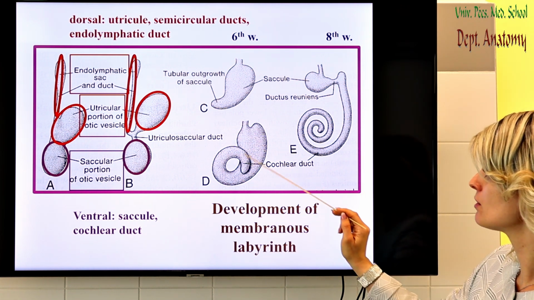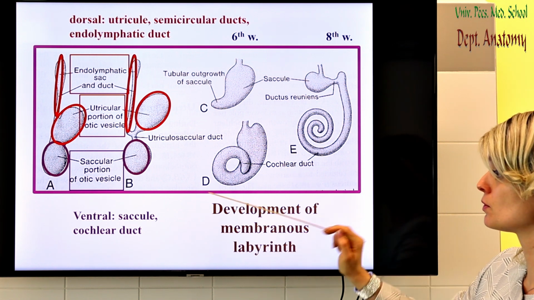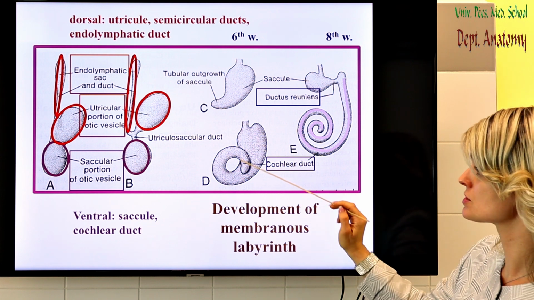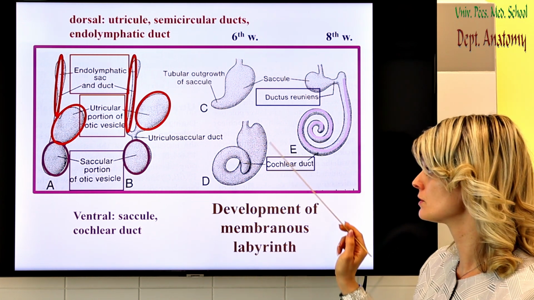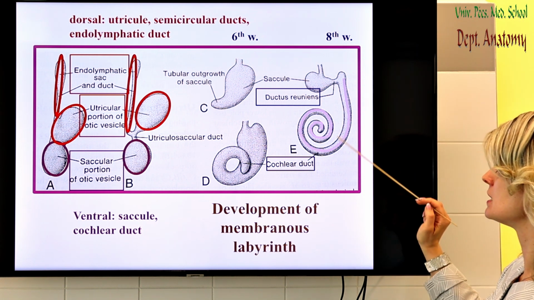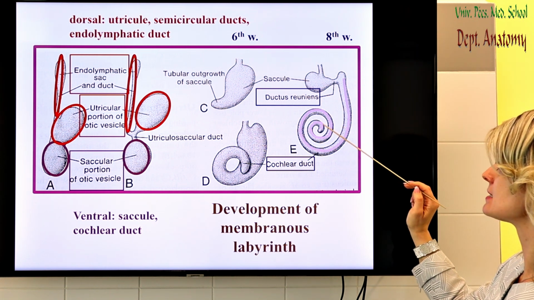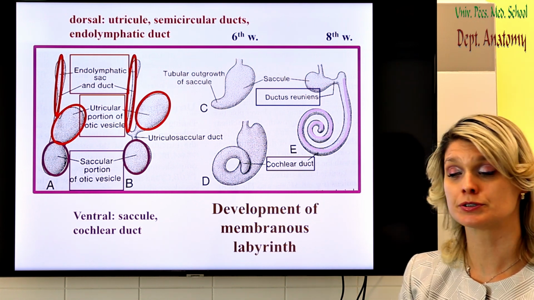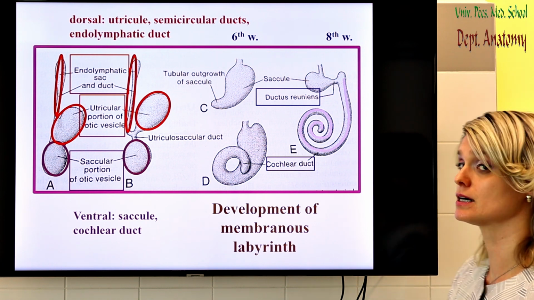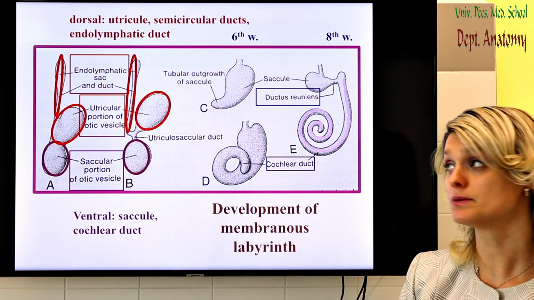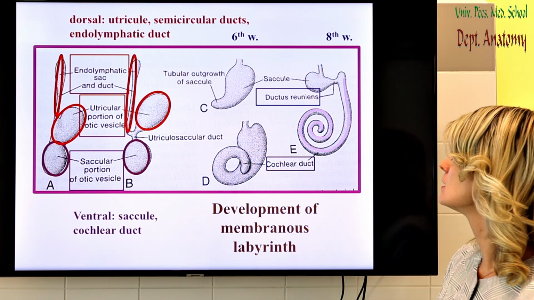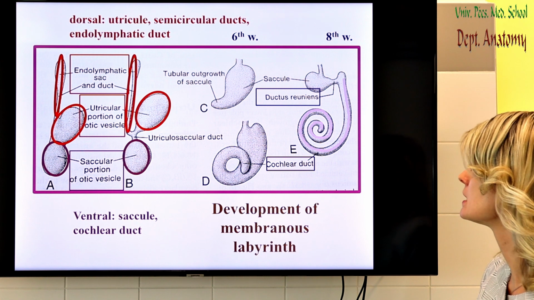If you see the development of the cochlear duct from the ventral part, the cochlear duct first is just a small blind protrusion of the ventral part of the otic vesicle, but after you see it is elongated and will form 2.5 turns to form the whole cochlear duct, which will be within the cochlea. And the connection with the saccule will be the ductus reuniens, or uniting duct.